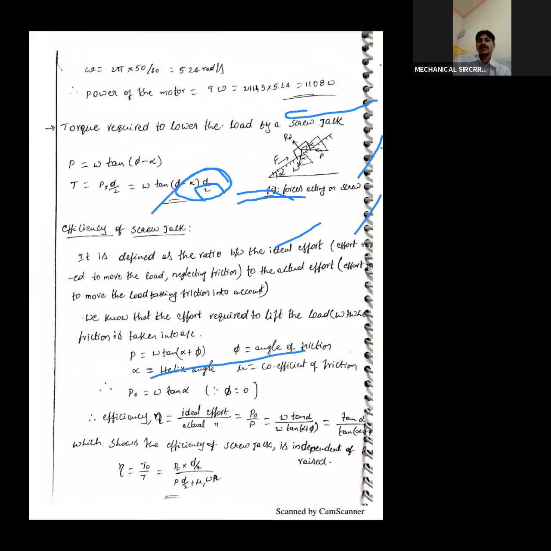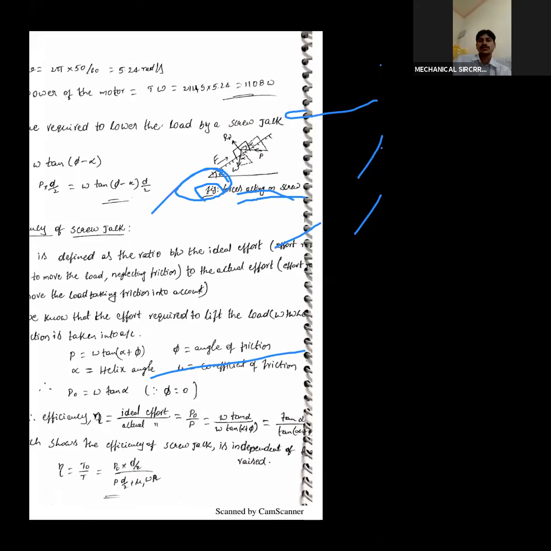Or, when you take the efficiency directly, efficiency equals ideal effort by actual effort, so P naught by P, which is again tan alpha by tan alpha plus pi. Whatever formula you take, you will get the same values. So tan alpha by tan alpha plus pi is the efficiency of the screw jack.